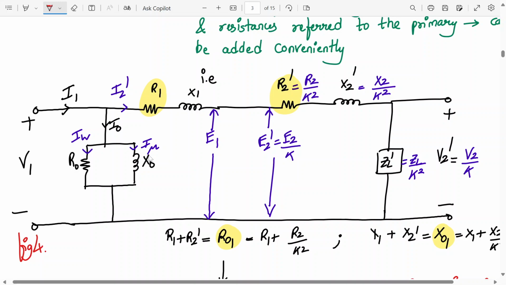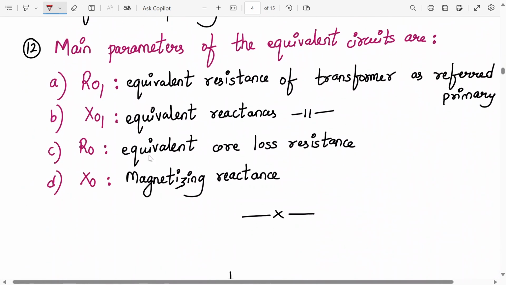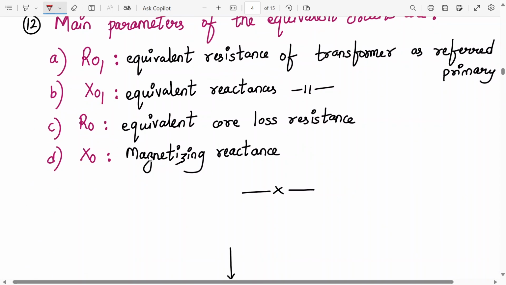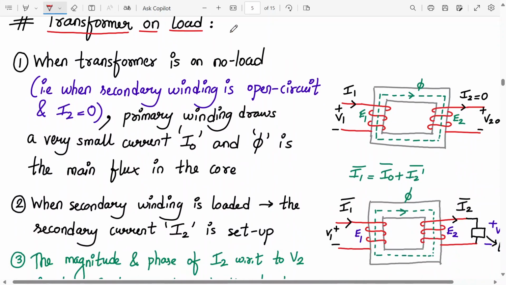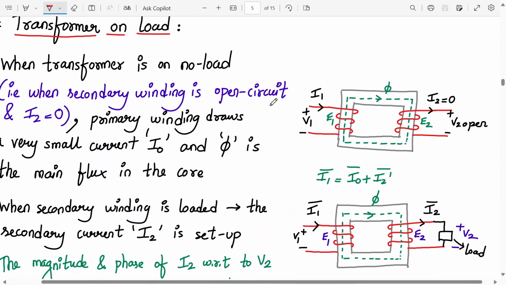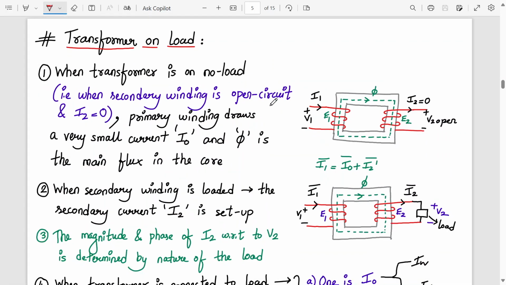Okay, have you completed up till here? Can I go with the transformer on load circuit diagram and hence the equivalent circuit now? And phasor diagrams. Okay, now please concentrate on transformer on load. That is the next topic.